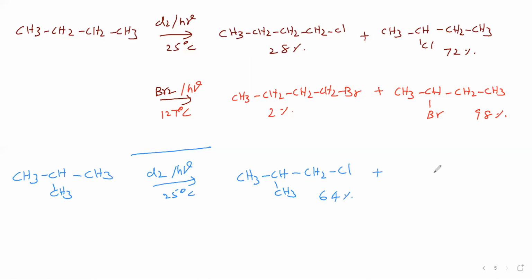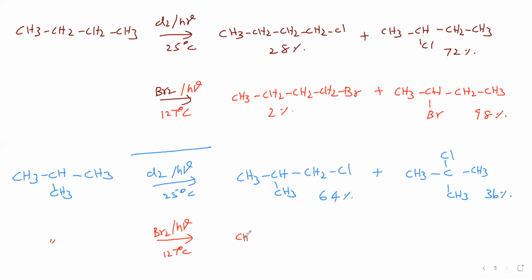Then tertiary hydrogen is going for halogenation. We are getting tertiary halide. Here the percentage yield is 36%. Then we are taking this isobutane. Now we are taking this for bromination. Bromine, sunlight, 127 degrees Celsius. That temperature we have given.